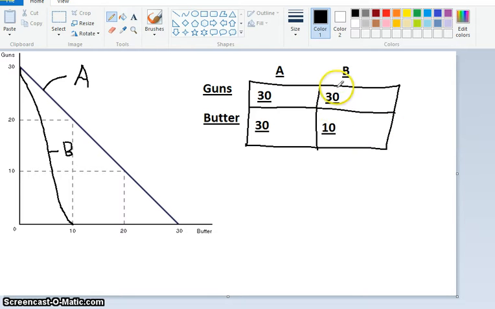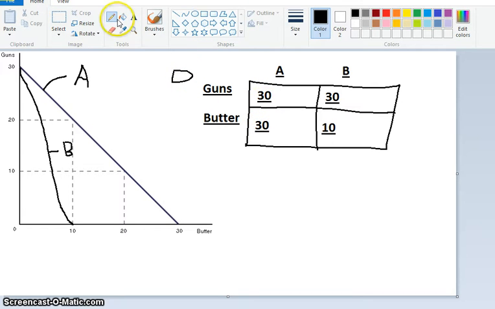Now I just did B while I was talking there, but B again, they make 32 when they devote all their time to guns, but they only make 10 butters. So that's why I got 10 here. Notice these are "or" statements. It's not that A can make 30 guns and 30 butters. That'd be like a point up here. And right now for country A, this is impossible. Okay? But they can make 30 guns or 30 butters.